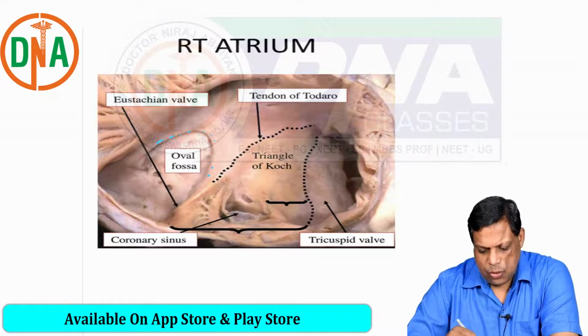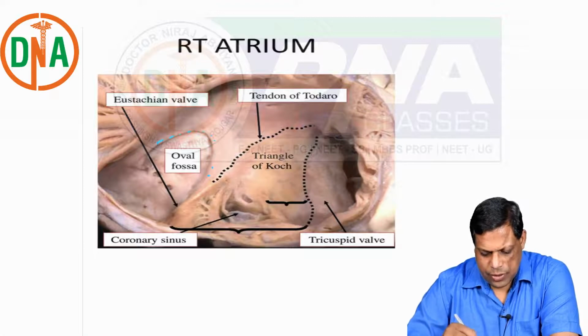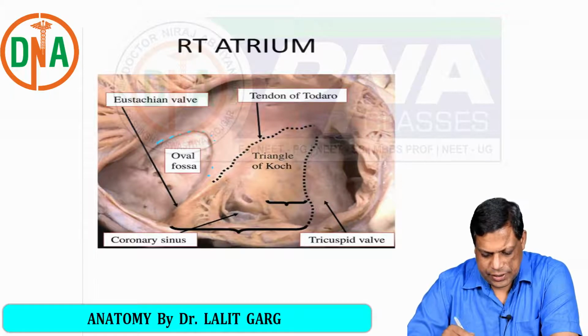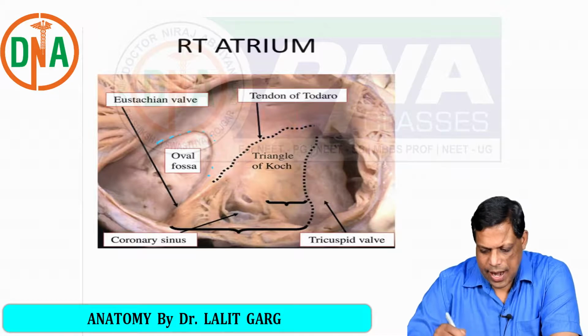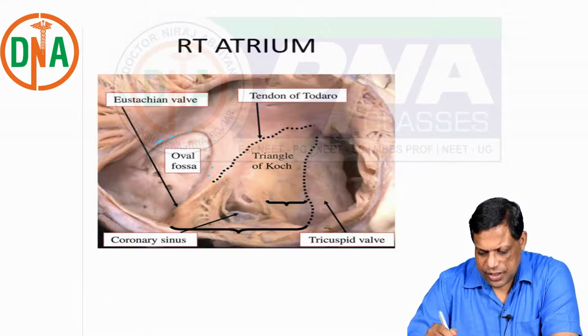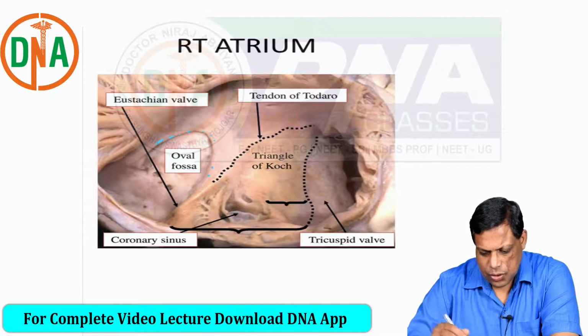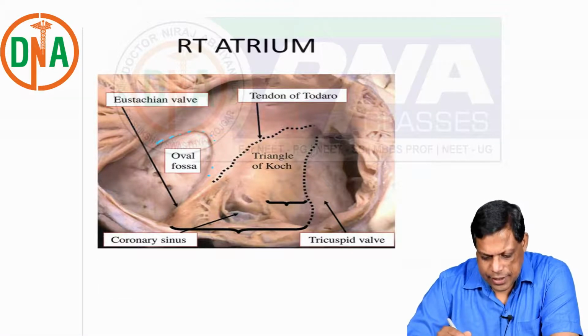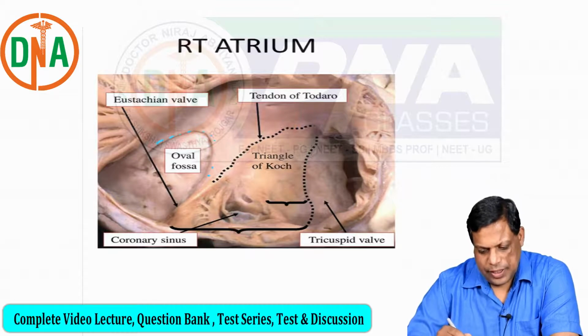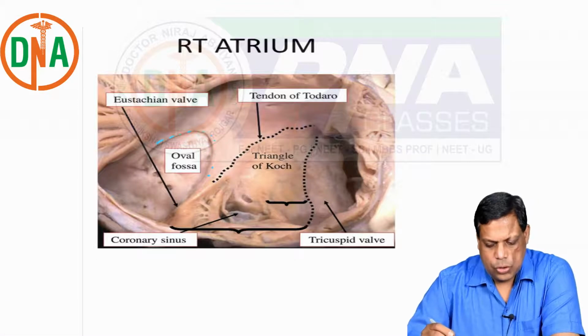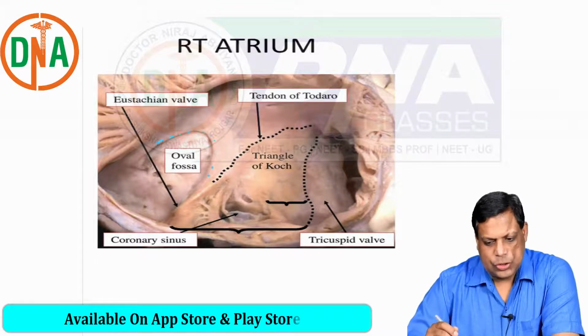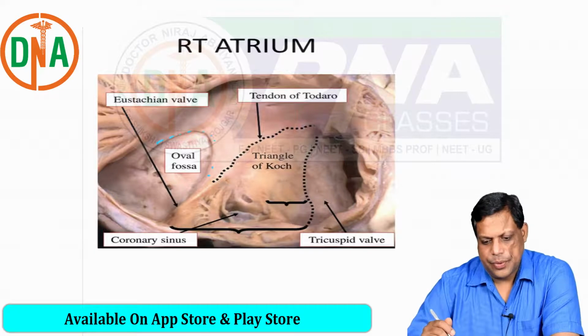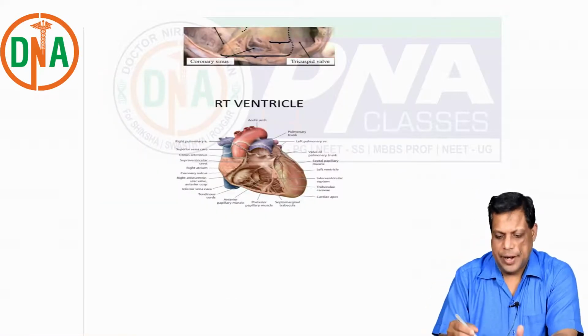So I told you the boundaries of the triangle of Koch. It is bounded superiorly by the tendon of Todaro, inferiorly by the coronary sinus, and anterolaterally by the septal leaflet of the tricuspid valve. So this triangular structure is the triangle of Koch, and it contains the AV node, which is not visible here, but the AV node is present within the triangle of Koch. So these are the features of the right atrium. Now we will discuss the features of the right ventricle.